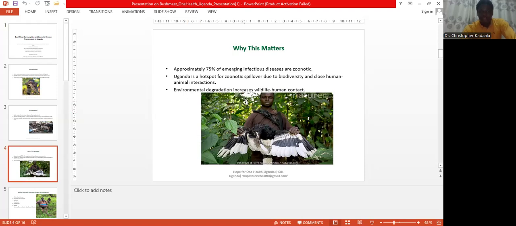Environmental degradation increases wildlife interaction with the human community, and that's what I just talked about. I've shared another photo showing a man who had caught a wild bird from the bush, and he is going to consume it as meat with the other family members.